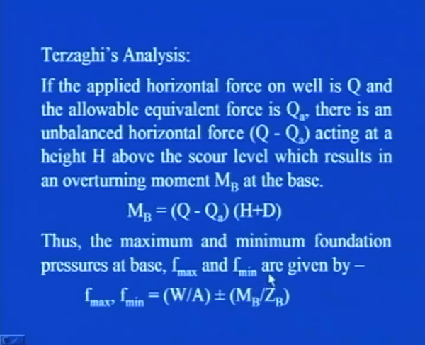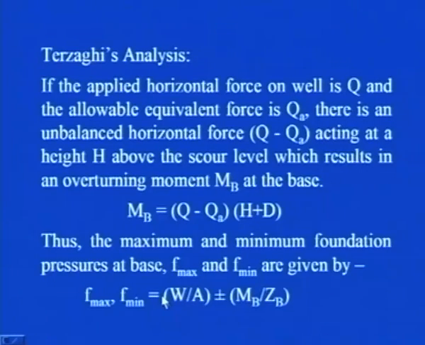F minimum, they are given by F max or F minimum equal to W by A plus or minus MB upon ZB. So, in case the applied horizontal force on the well is Q and the allowable equivalent force is QA, then the resultant force, Q minus QA, will be acting, and because of that an overturning moment at the base will act, and this will also contribute to the maximum and minimum foundation pressures at the base.